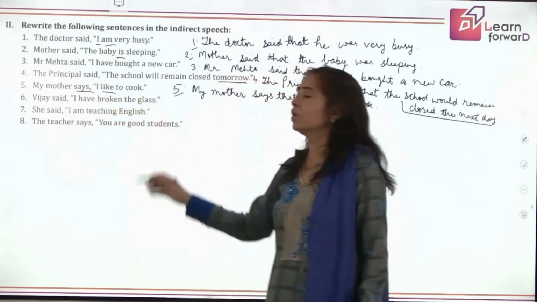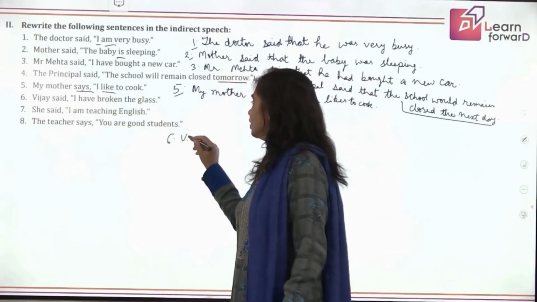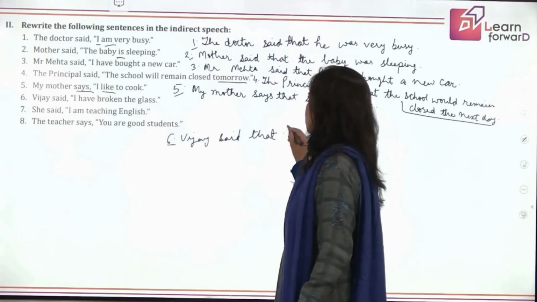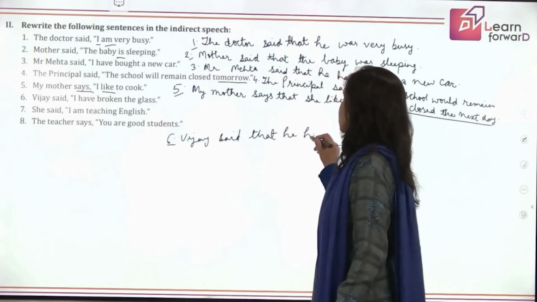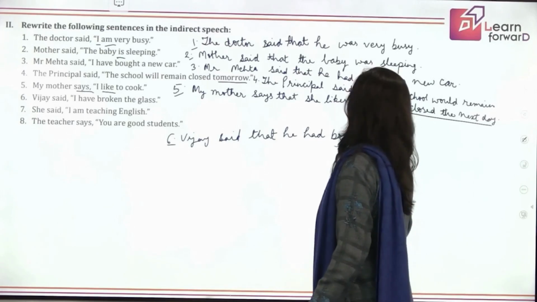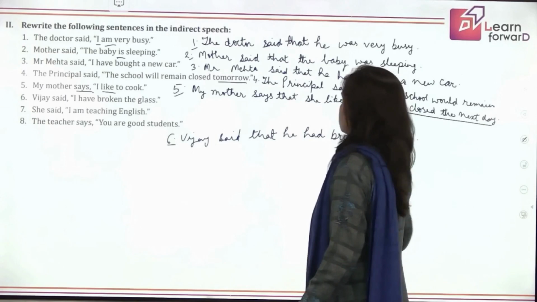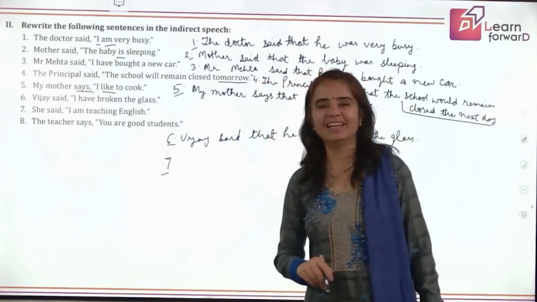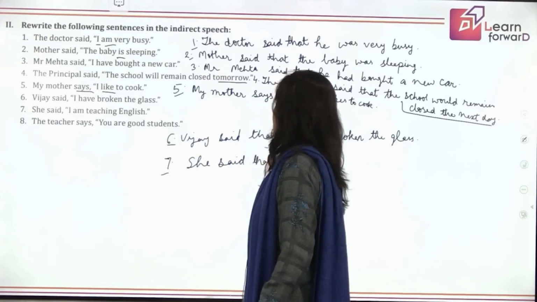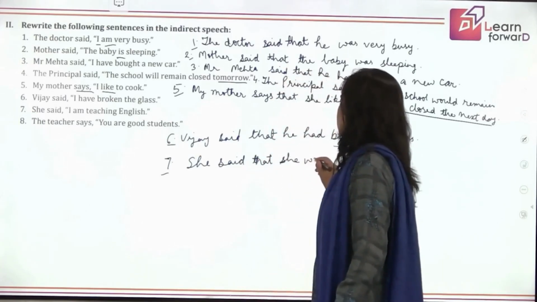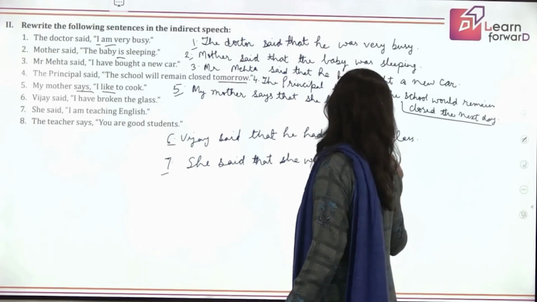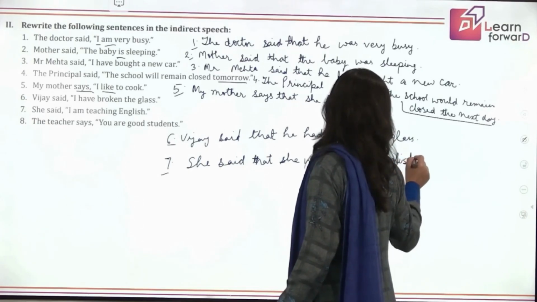Next, Vijay said, I have broken the glass. What will come here? Yes. Vijay said that. I changes to he. I could hear you saying. Yes. Present perfect changes to past perfect. So have changes to had broken the glass. Perfect, children. Coming to next. She said, I'm teaching English. She said that. Good, brilliant answer. That is perfect. She said that she was teaching English. So these were all simple sentences without the object of the reporting verb.